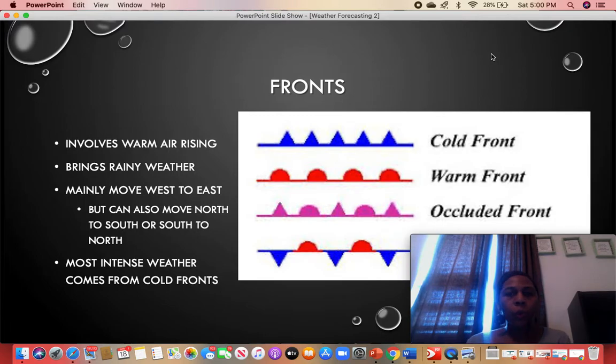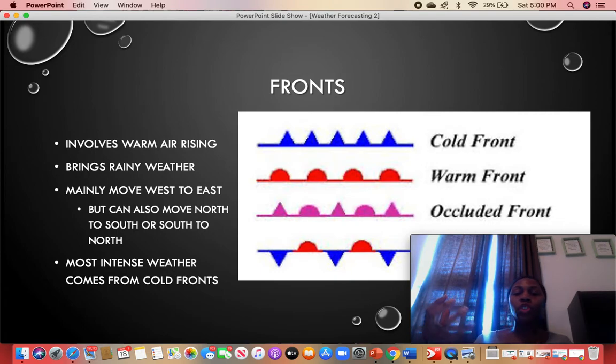So with our fronts, we have symbols as we discussed. The cold front has triangles on one side of the line. The warm front has half circles on one side of the line. The occluded is triangles and half circles alternating on one side of the line. And then stationary is triangles and half circles alternating, but on opposite sides of the line.